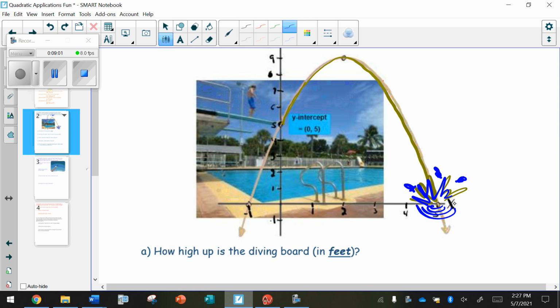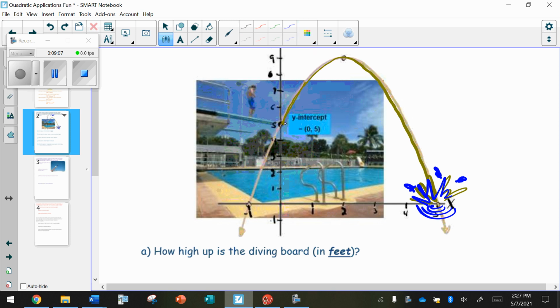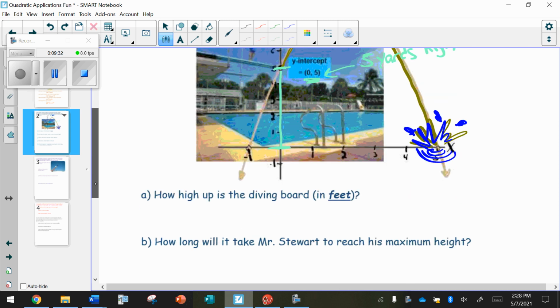Okay, so how high up is the diving board in feet? Well, the diving board in feet means I have to do a little bit of conversion here. The diving board is up here and the ground is down here, but I am told that the y-intercept is 5. What I circled up here is our measurement on the y-axis, which is in yards. So that y value of 5 means 5 yards high. So the question is, do you know how many feet are in a yard?